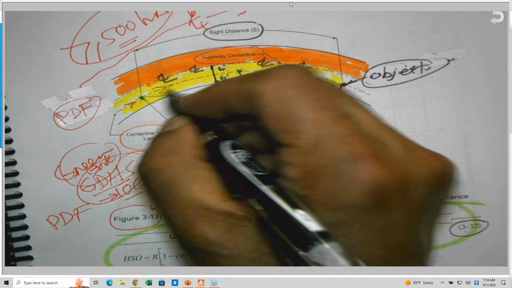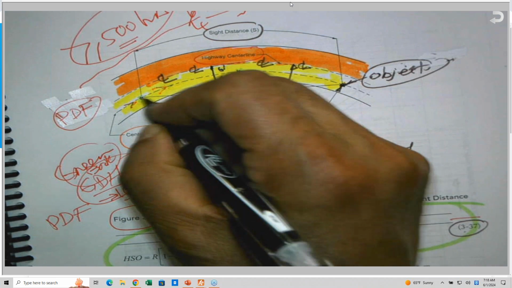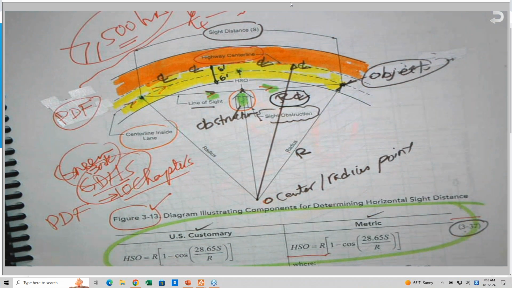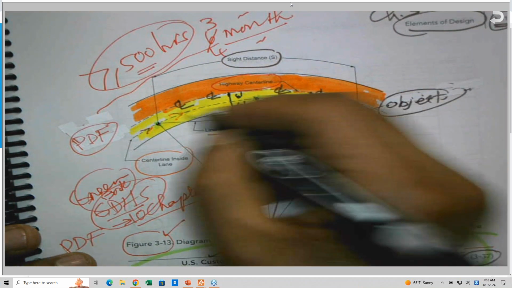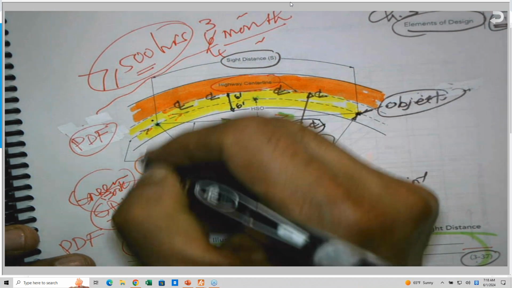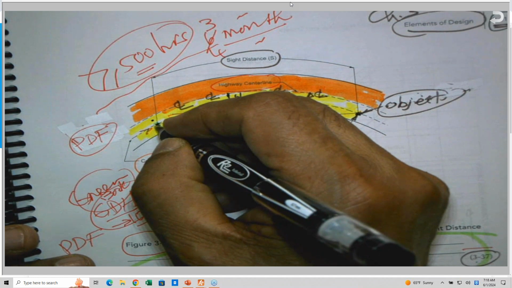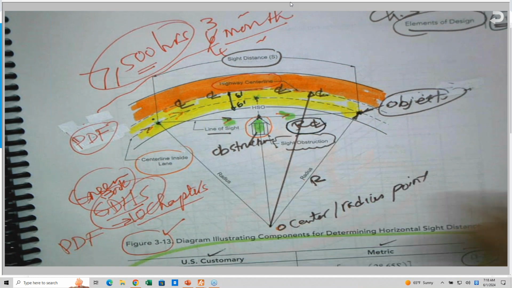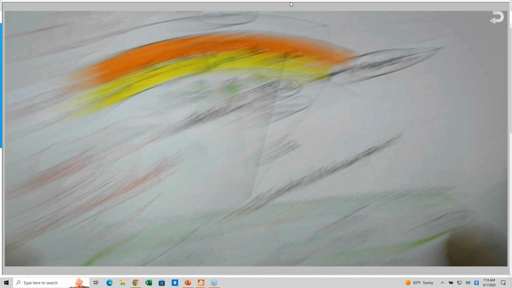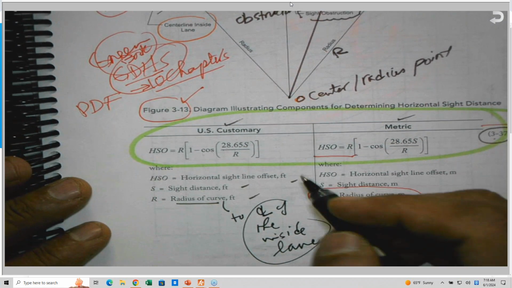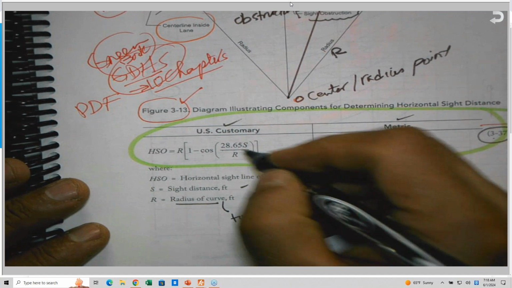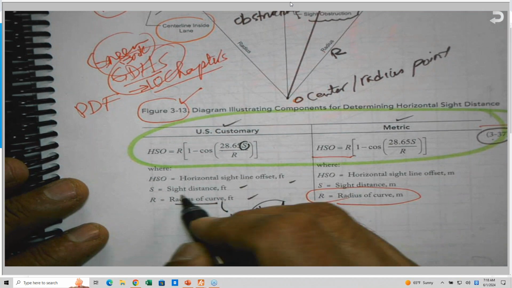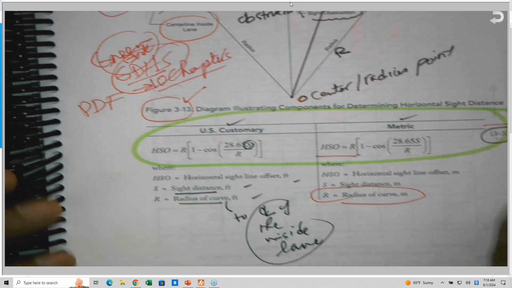But the line of sight, or the eye of the driver, the problem that I have in my book, I said is not exactly at the center. No, it is offset a little bit here. It is 4 feet from the center line. So you have to consider that as far as calculating the HSO, the horizontal side offset. And I need you to pay attention to that. And S, by the way, is a sight distance.